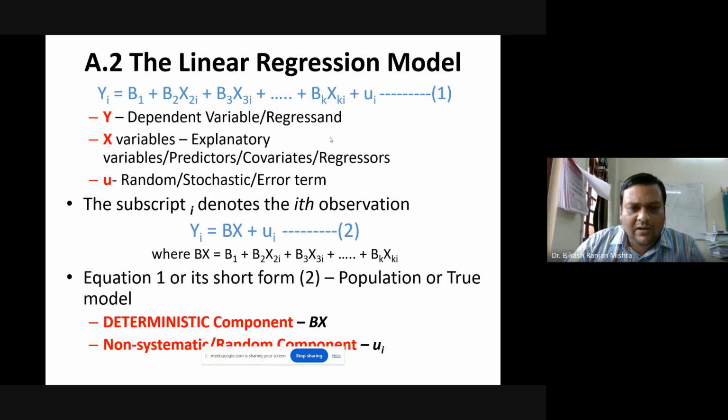If you want to write it in shorthand form, then those expressions can be shortly represented as yi is equal to beta times x plus e, where, if you want to arrange it in terms of vector or matrix notation, there is a different style of writing it. But I'm not going into details of that. That means the beta will be a vector of parameters.